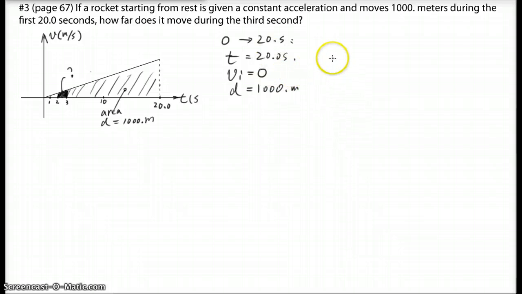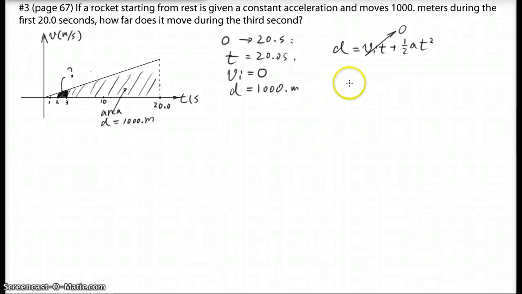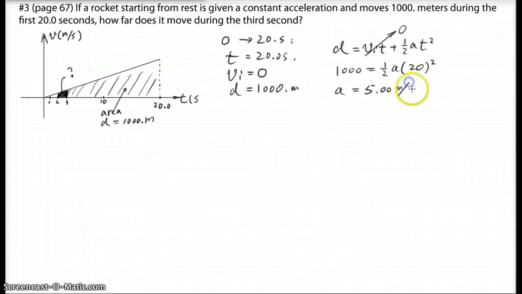Okay, from the information here, we can apply the formula d equals v_i t plus 1/2 a t squared. And it's easier, this is gone because initial velocity equals 0. So 1,000 meters equals 1/2 a, times 20 squared. So we can find out the acceleration equals 5.00 meters per second squared. You can actually calculate it yourself.